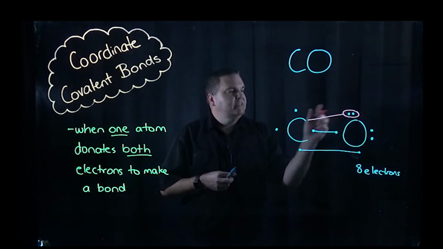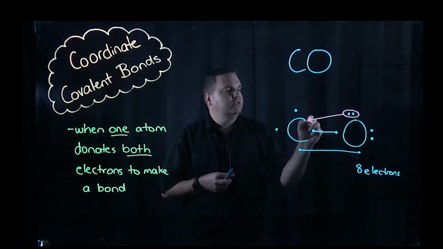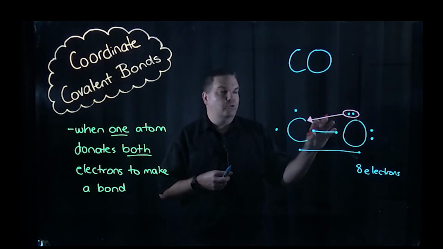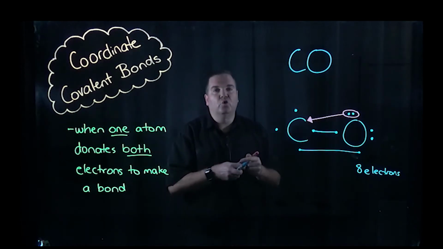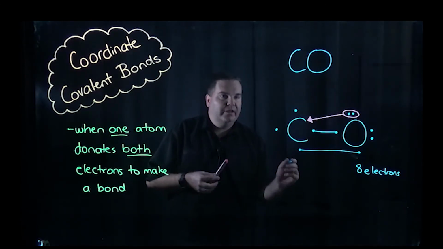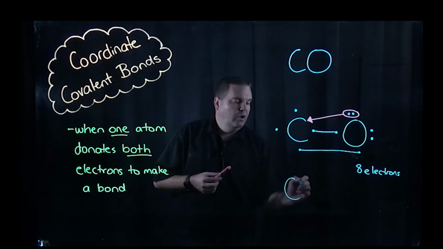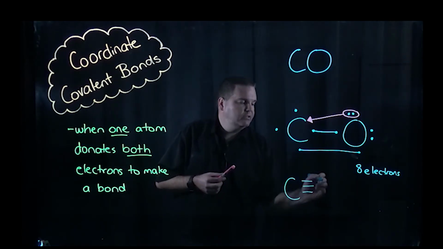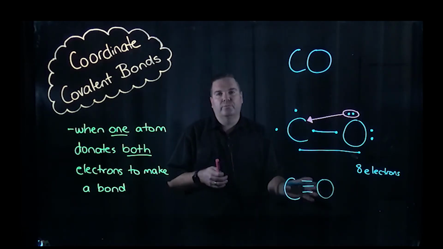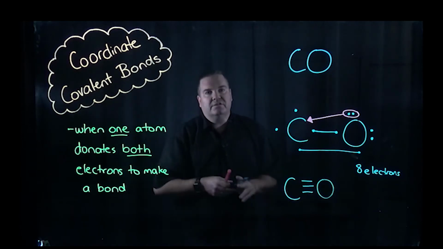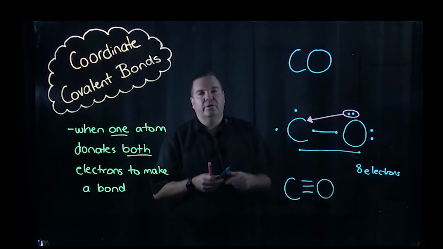So we're donating both electrons from one atom to create a bond that wouldn't normally be there. So now what we end up with is carbon with a triple bond to an oxygen, and that's the structure, the formula we have for carbon monoxide, and that's how it exists with a carbon triple bond oxygen.